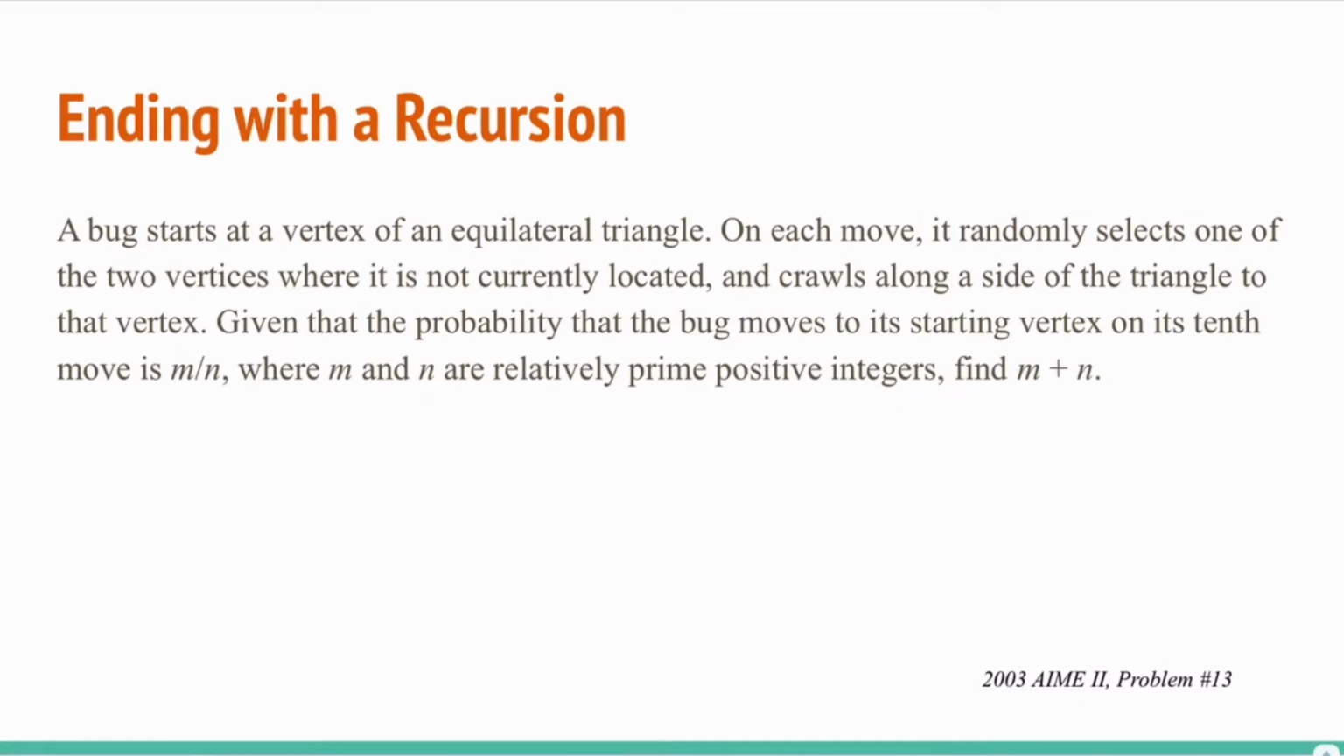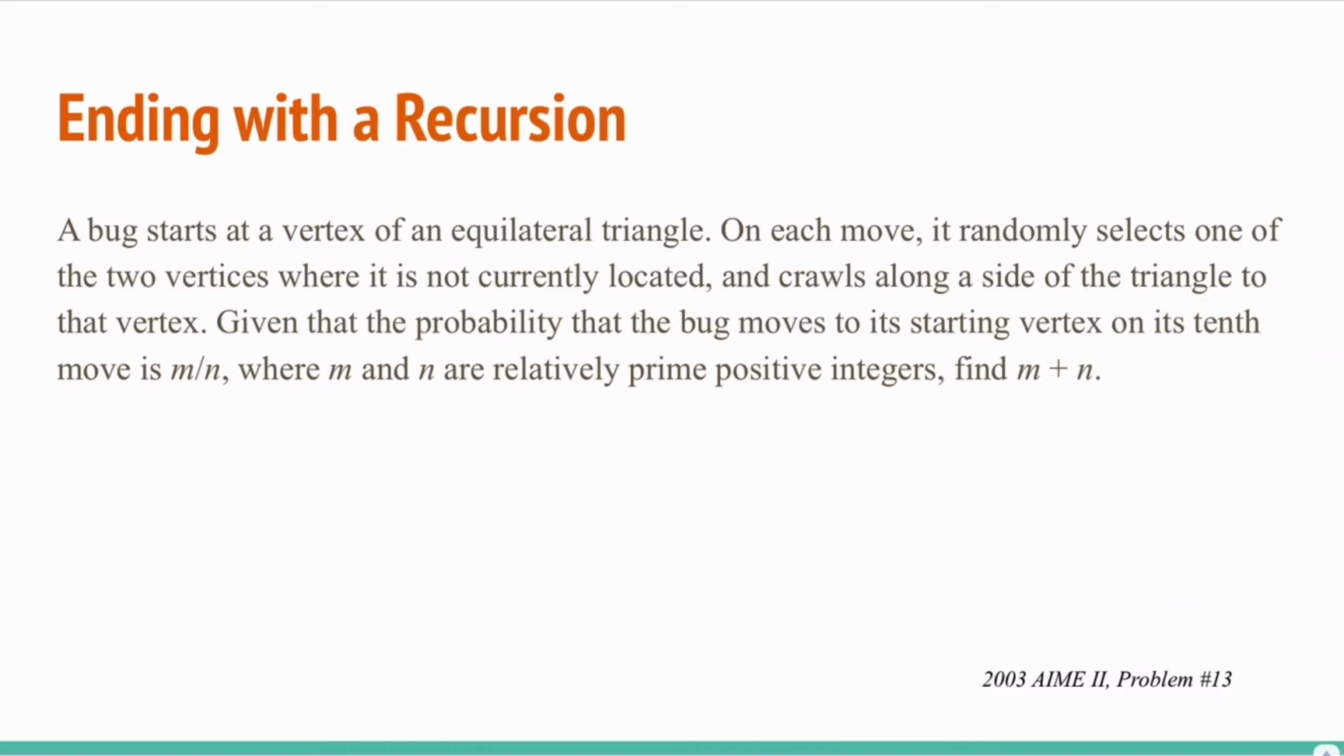Let's end with a problem that uses recursions. A bug starts at a vertex of an equilateral triangle. On each move, it randomly selects one of the 2 vertices where it is not currently located, and crawls along the side of the triangle to that vertex. Given that the probability that the bug moves to its starting vertex on its 10th move is m by n, where m and n are relatively prime positive integers, find m plus n.